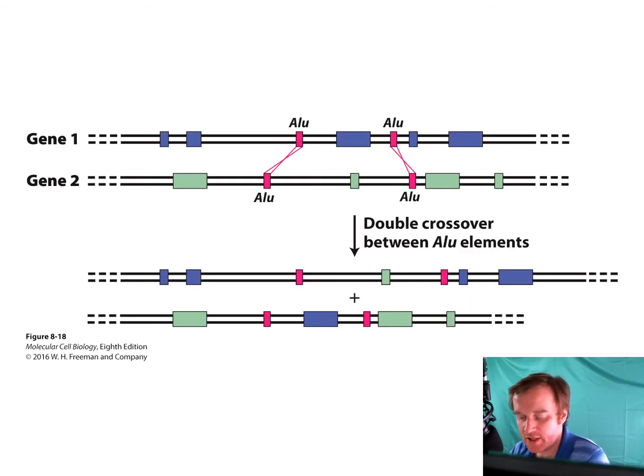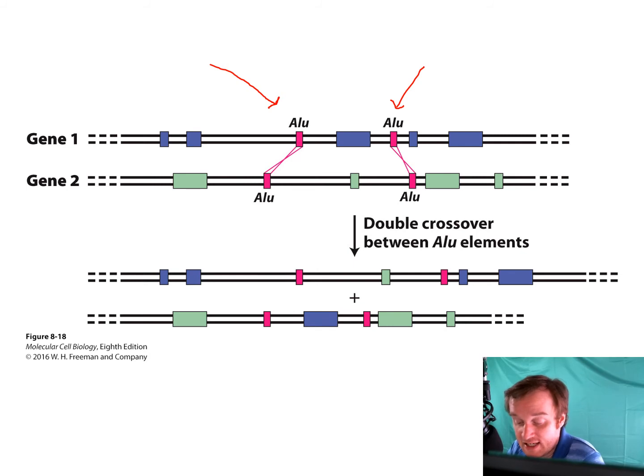So let's talk about another way that genomic DNA is shuffled or recombined, and that is shuffling via recombination between homologous interspersed repeats. And in this case, we're going to look at the ALU repeats, which you've probably heard about in human genetic disease, but we're going to look at how these ALU repeats are used to shuffle DNA.